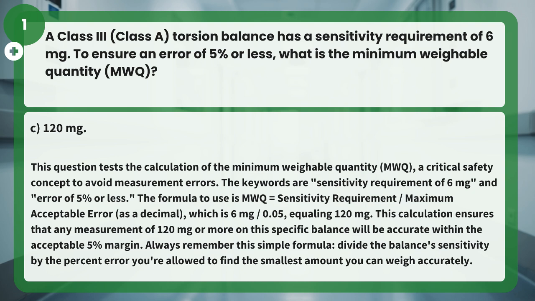This calculation ensures that any measurement of 120 mg or more on this specific balance will be accurate within the acceptable 5% margin. Always remember this simple formula: divide the balance's sensitivity by the percent error you're allowed to find the smallest amount you can weigh accurately.